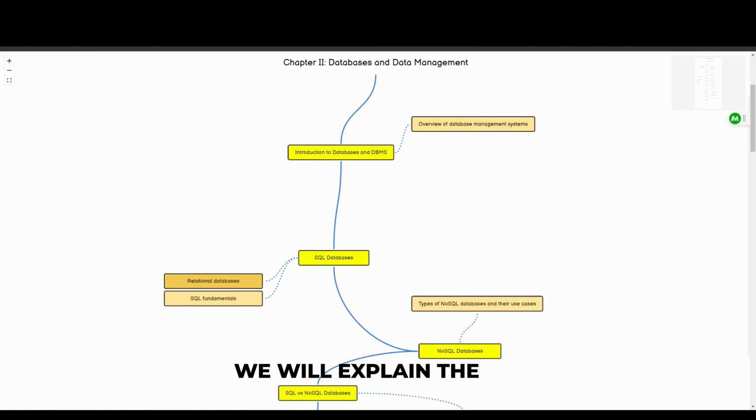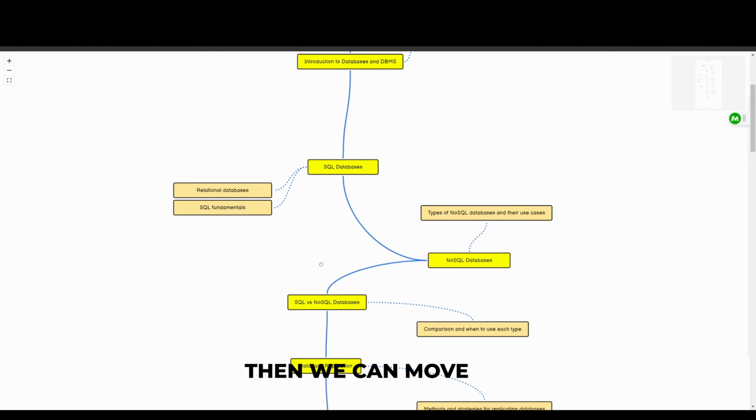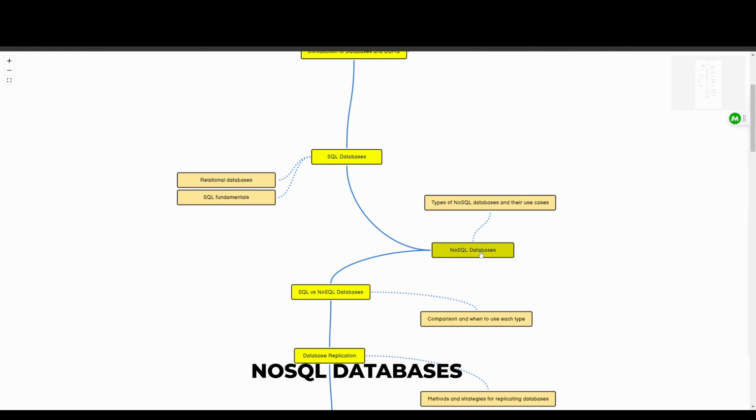We will explain the relational databases and the fundamentals of SQL, how to use SQL to manage and query data efficiently. Then we can move into NoSQL databases. So we will discuss the various types of NoSQL database, such as the document store, key-value store, column family store, graph databases, and explore their use cases.